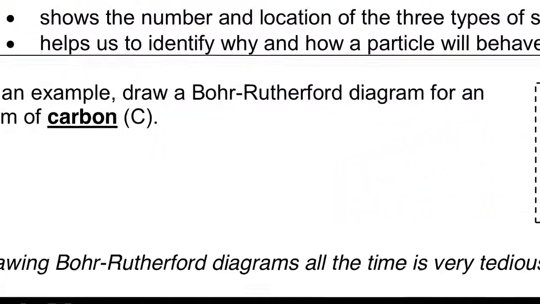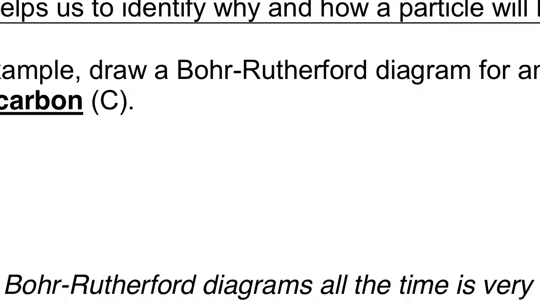So let's look at carbon. If you find carbon on your periodic table, you need to find out how many protons and neutrons it has. Well, we already looked that up earlier. An atom of carbon has 6 protons and 6 neutrons inside the nucleus. So that's how we start drawing these Bohr-Rutherford diagrams. Draw the nucleus.